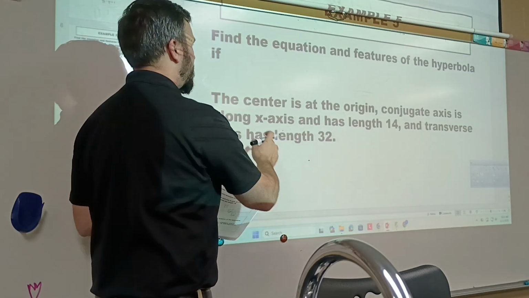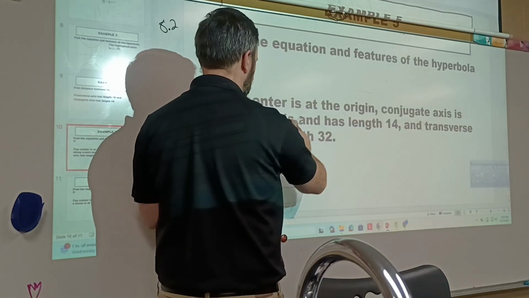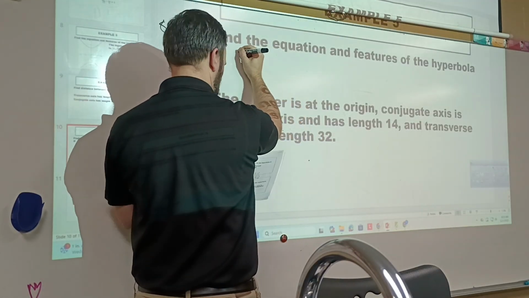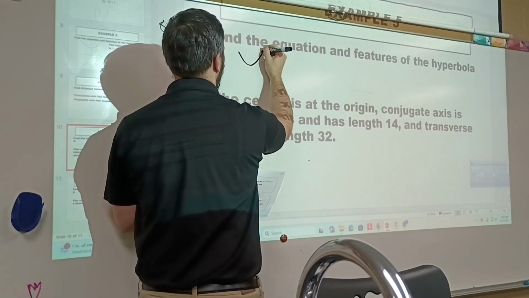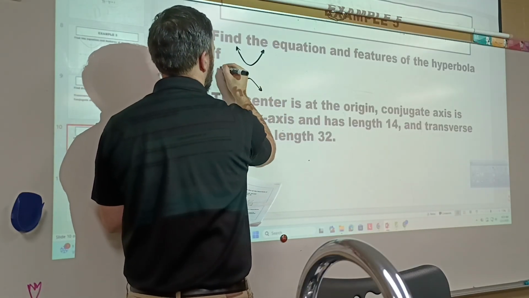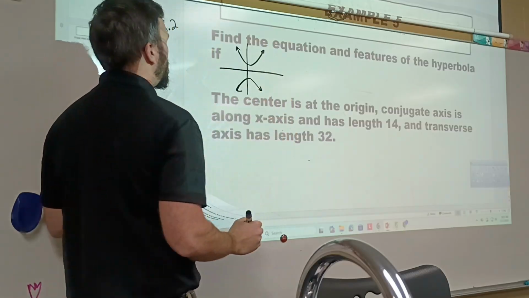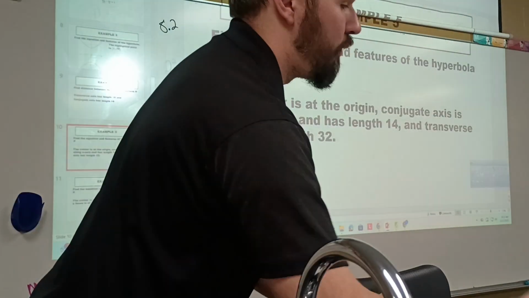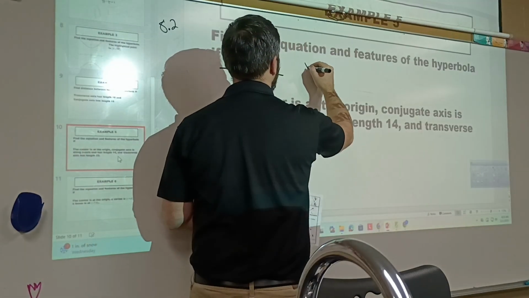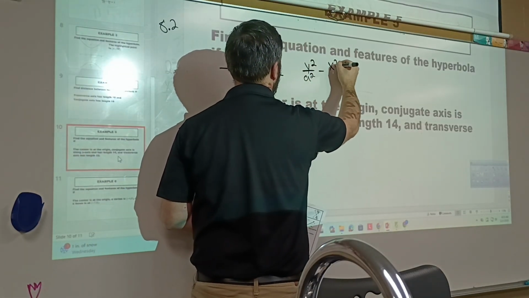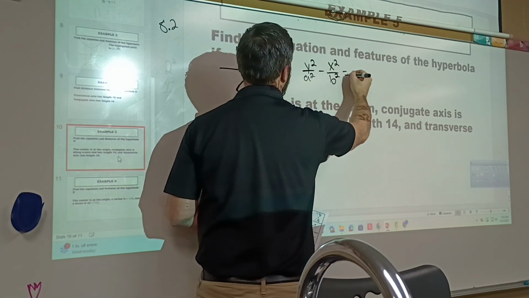All right, the conjugate is along the x-axis. If the conjugate's along the x-axis, it means it's going to open up like this. Okay? If it opens up like that, what comes first, x or y? Y. So this equation is going to be y squared over a squared minus x squared over b squared equals 1.